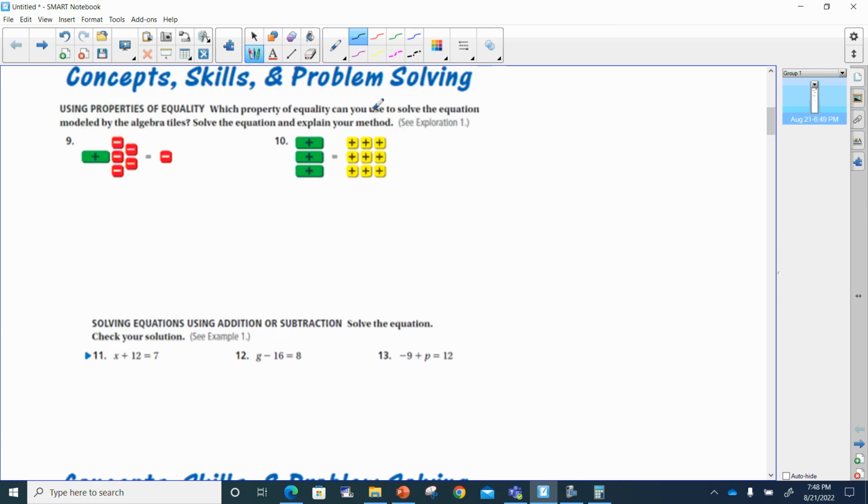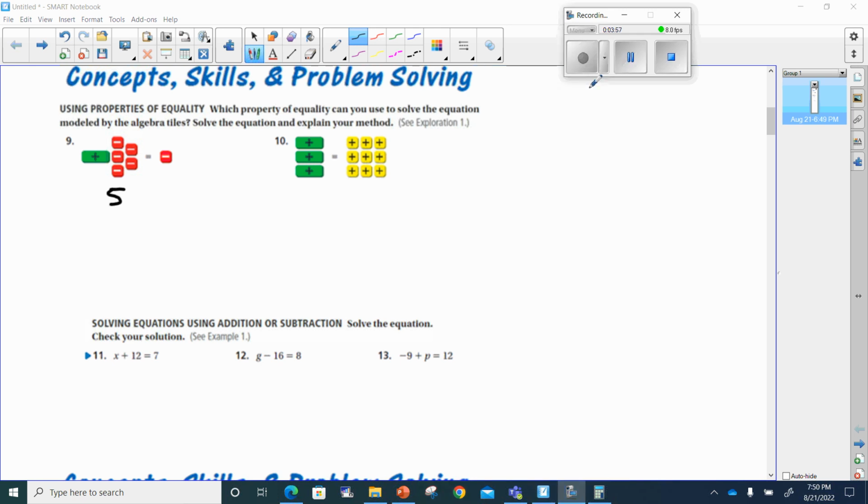Number 9 says, which property of equality can you use to solve the equation modeled by the algebra tiles? Solve the equation and explain your method. All right, so if I'm doing this one here, I'm looking at positive 1, 2, 3, 4, 5. That's a positive 5. And it says, let's see here, equals, or is this a minus sign? I think that's a minus sign. So if it was a minus sign, it would be minus 1.